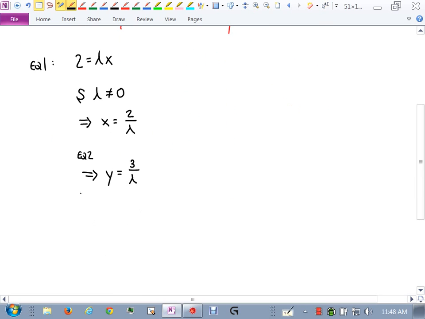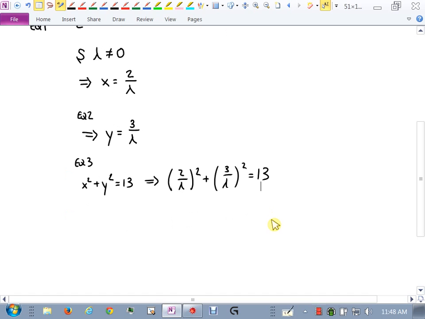So now going to equation 3, which tells me that x squared plus y squared must be 13. I get 2 over lambda squared plus 3 over lambda squared must be 13. And now let's square and have fun. All right. Squaring 2 over lambda gives me 4 over lambda squared, then 9 over lambda squared equals 13.